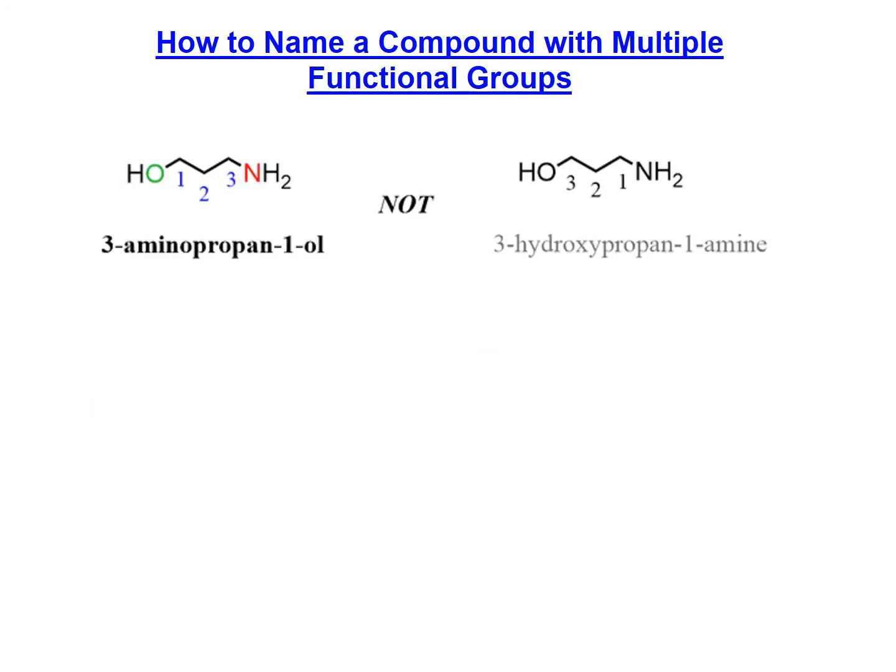For example, if we put an alcohol and an amine on the periphery of a carbon chain, the alcohol gets the priority. Therefore, it is assigned a suffix while the amine is assigned a prefix, like the alkyl substituents. This also indicates that we need to start numbering the carbon chain from the OH group. So, the correct name is 3-aminopropane-1-ol or 3-amino-1-propanol.